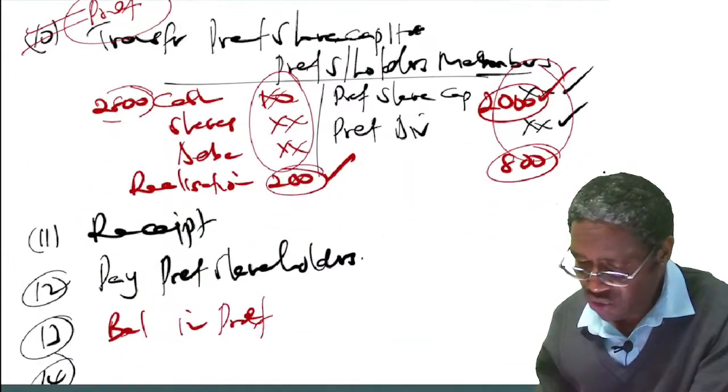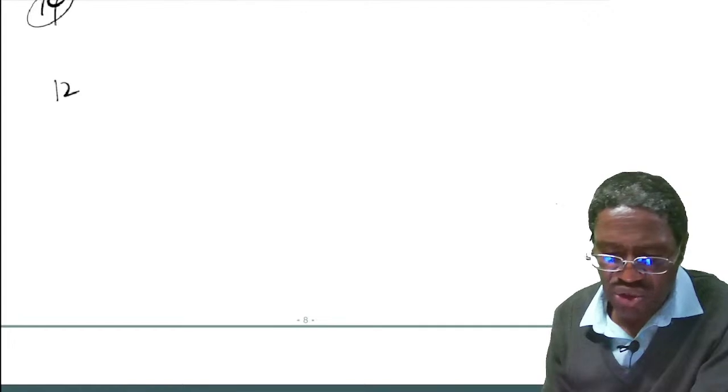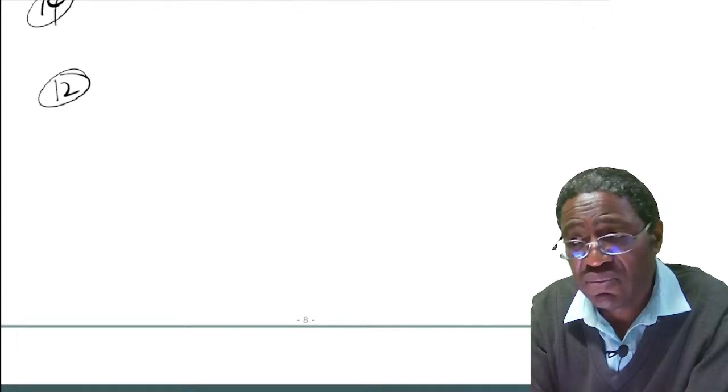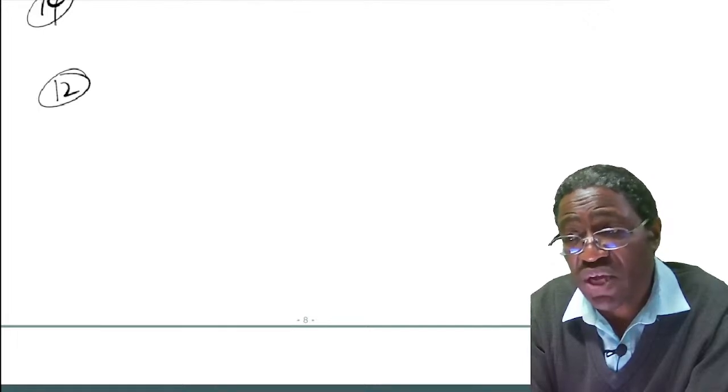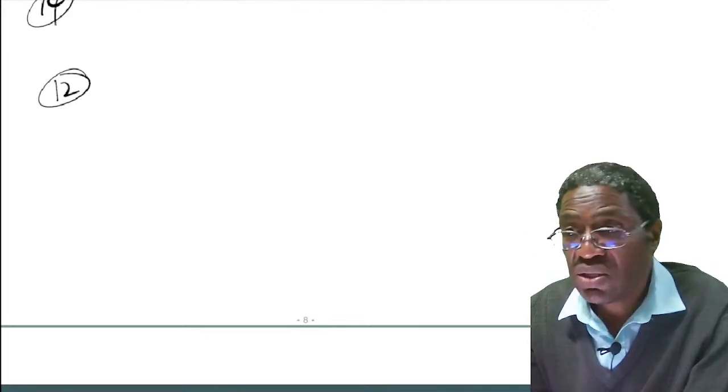Then you say this, number 12: pay the preference shareholders what is due to them, either in form of cash, shares, or debentures.